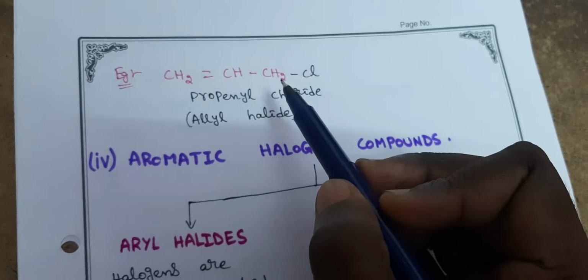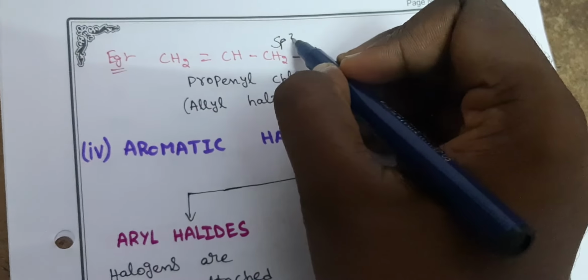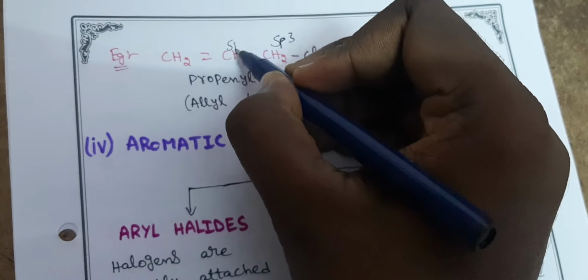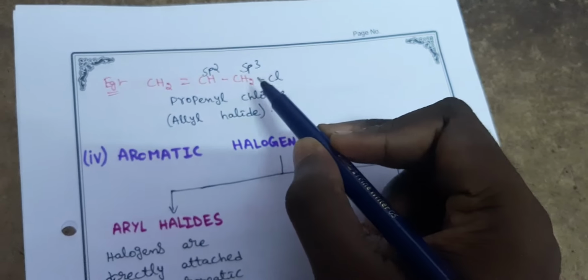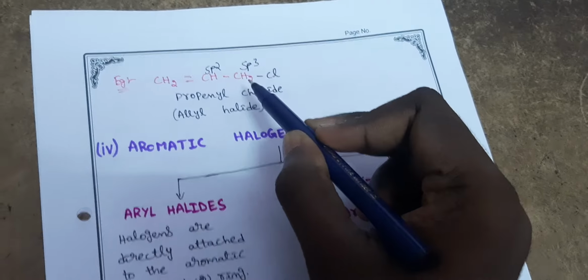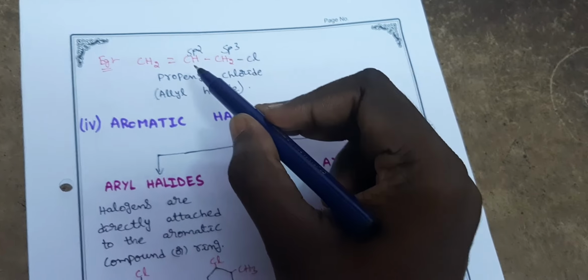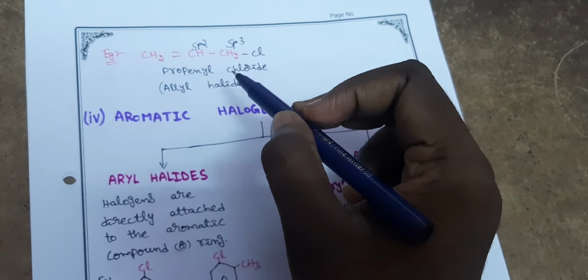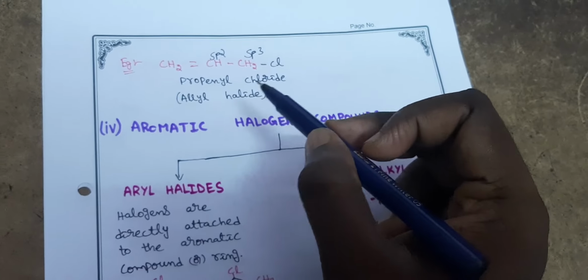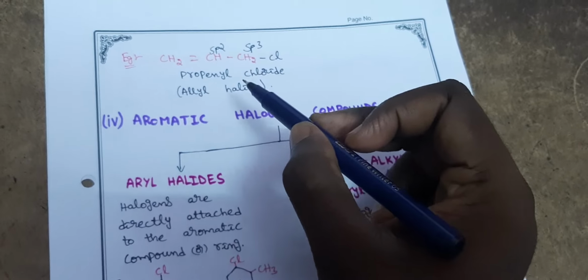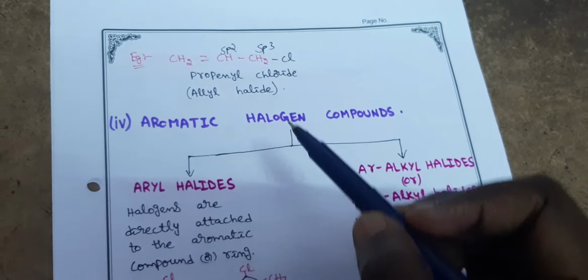See, here, this is the sp3 hybridized carbon and this is sp2. Here, the halogen is attached to the sp3 hybridized carbon, which is attached to an sp2 hybridized carbon. So that particular compound is known as an allyl halide. The vinyl and allyl halides are particularly seen in alkenes. Remember, it's an important point.